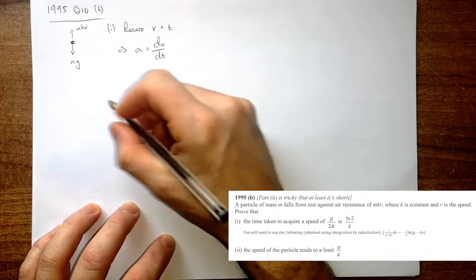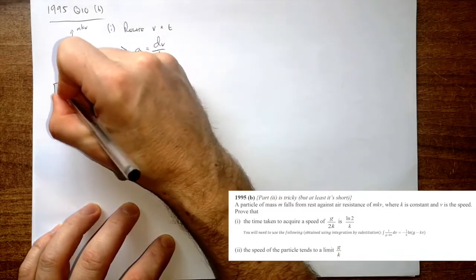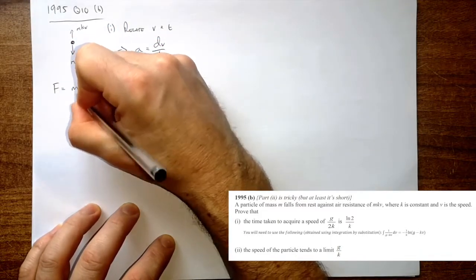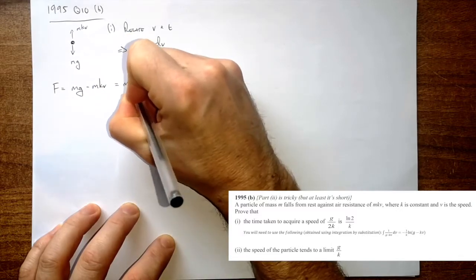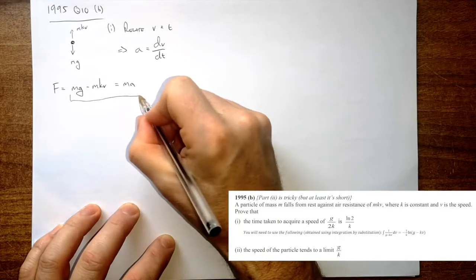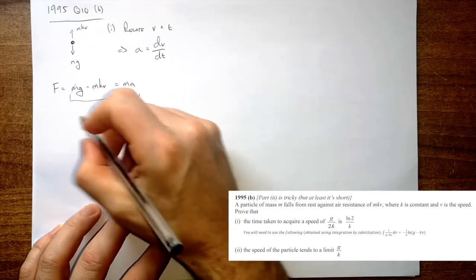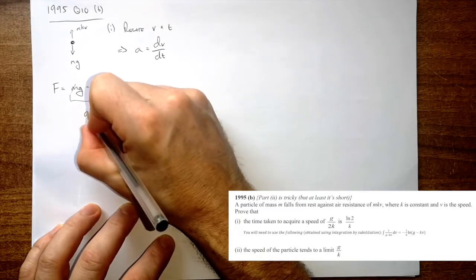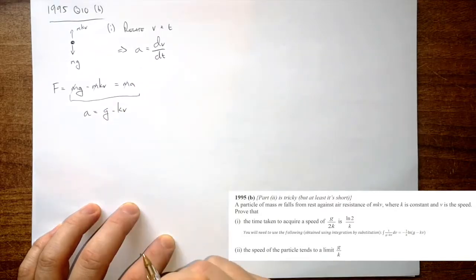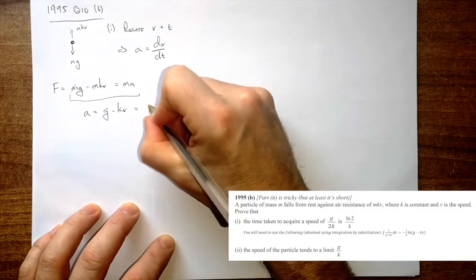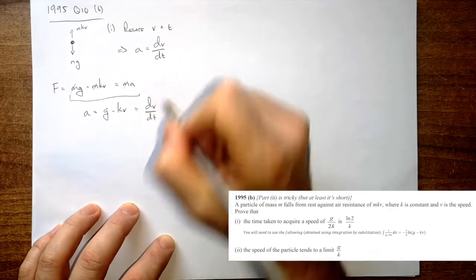So let's figure out our forces. Our total force on the object is mg minus mkv, and that is, of course, equal to ma. So if we just look at this part of the equation, we can cancel out the m's. And we know that our acceleration is g minus kv. So this is what we can work off, because that, of course, is dv/dt.